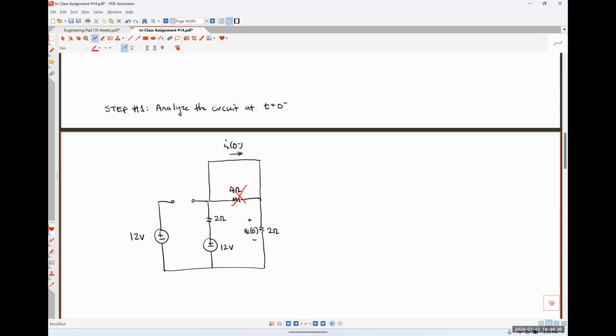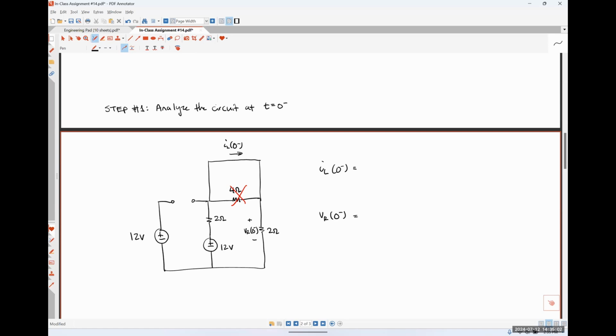So with that being said, how might we figure out our inductor current at 0 minus and our resistor voltage at 0 minus? Twelve volts divided by 4 ohms. So I agree with that. Would you care to explain how you came up with that?